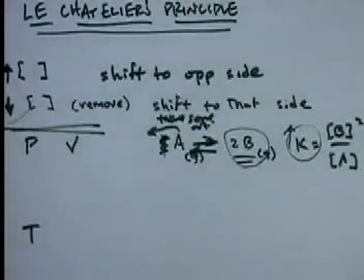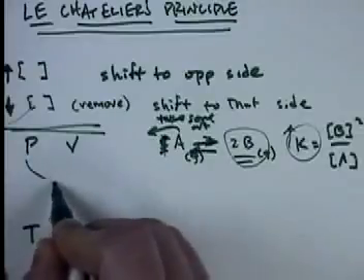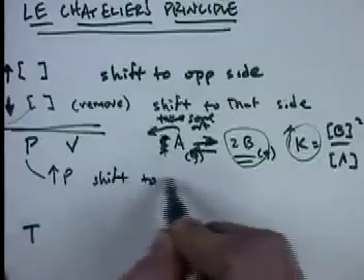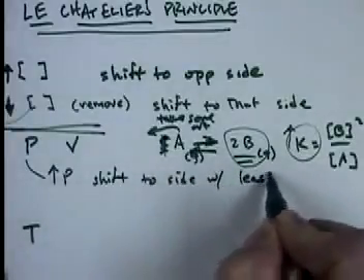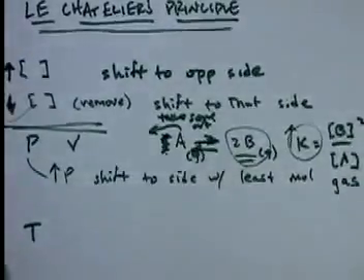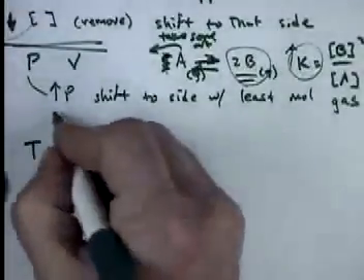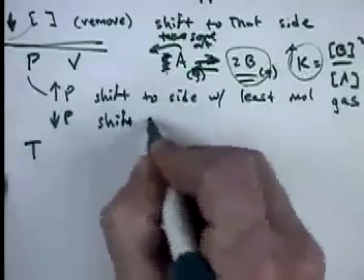How about pressure? Well, when you increase the pressure of an entire system, not just one substance, but of an entire system, it will shift to the side with the least moles of gas. So if you increase the pressure, it will shift to the side of the reaction with the least moles of gas. If you decrease the pressure, then it will shift to the side with the most moles of gas.